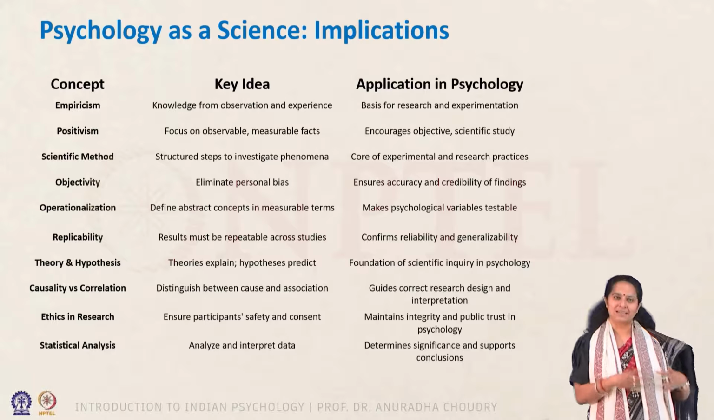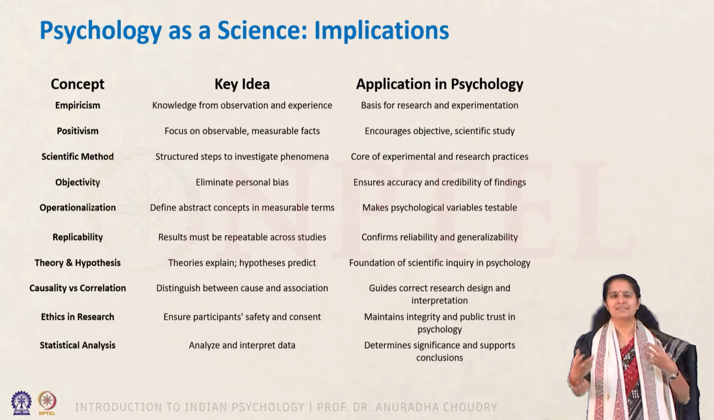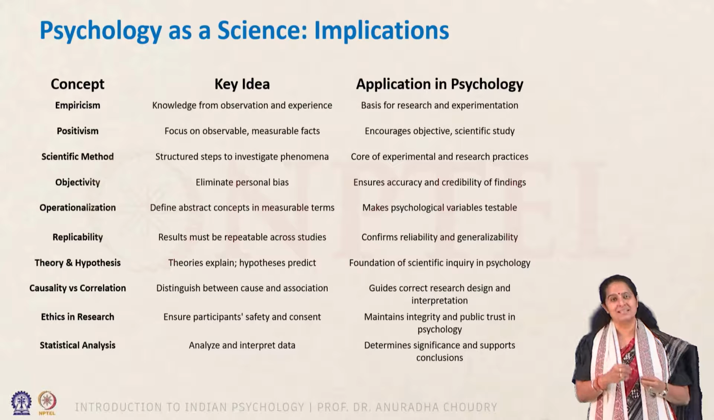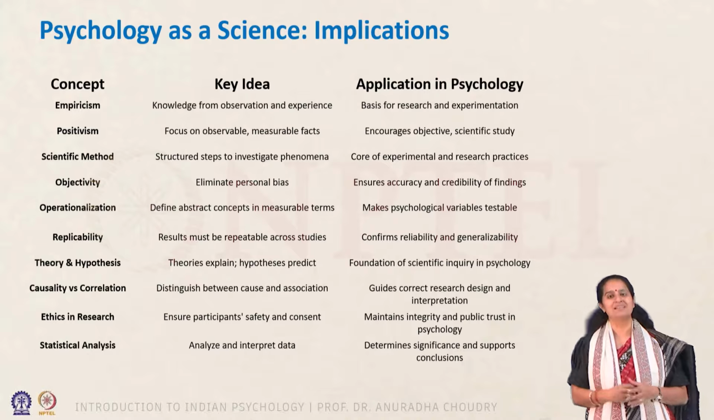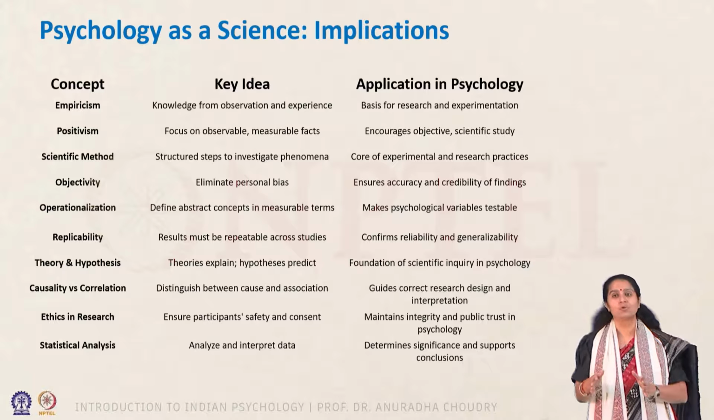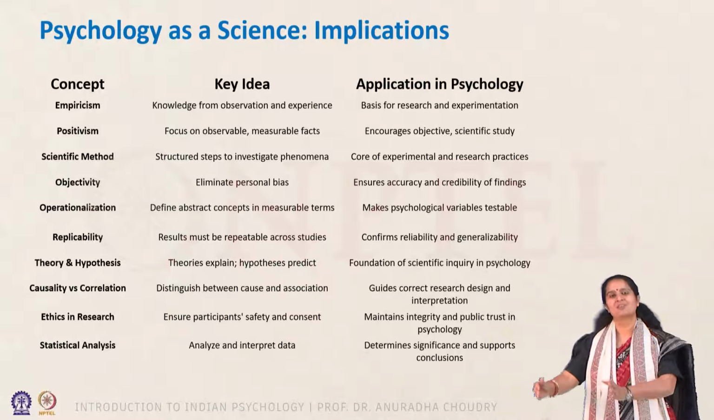And finally, we have the statistical analysis. The statistical analysis helps us to analyze and interpret data. And this helps to determine the significance and supports the conclusions that we have. So if you want to come to a certain conclusion about whether, let's say, a medicine works or not, you have to take a population of a certain size to make sure that the results that you are getting are statistically significant. Only when it is statistically significant can you start implementing it in society itself. So this is just an example of how statistics starts playing an important role when you start looking at psychology as a scientific subject which needs measurable empirical data.